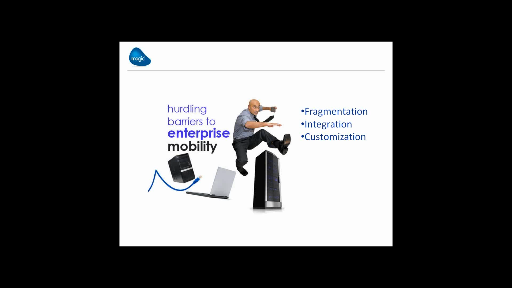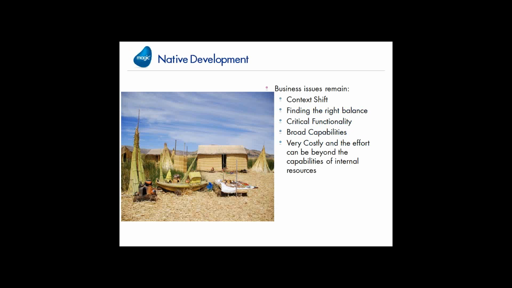So hurdling barriers to enterprise mobility means overcoming the problem of fragmentation in development and deployment environments. It means overcoming the challenge of integration to back-end systems, and it means overcoming the challenge that every business and every company is unique, and there's going to be customization required to these apps. The idea that there's some universal template that's good enough for everybody simply has not proven to be the case when it comes to enterprise mobility.